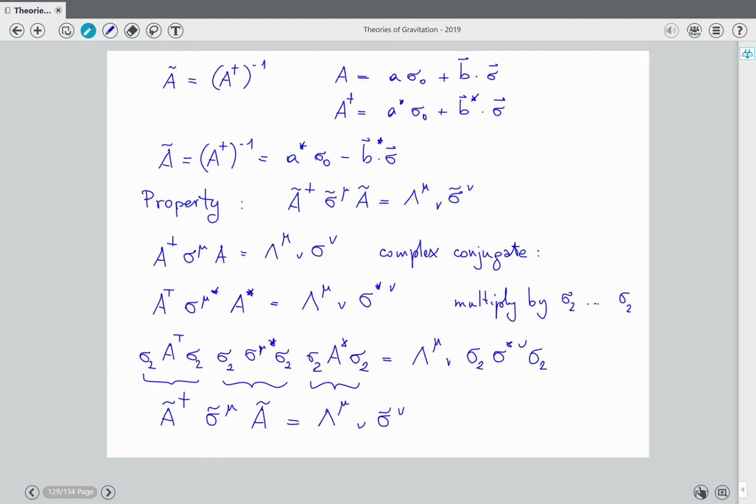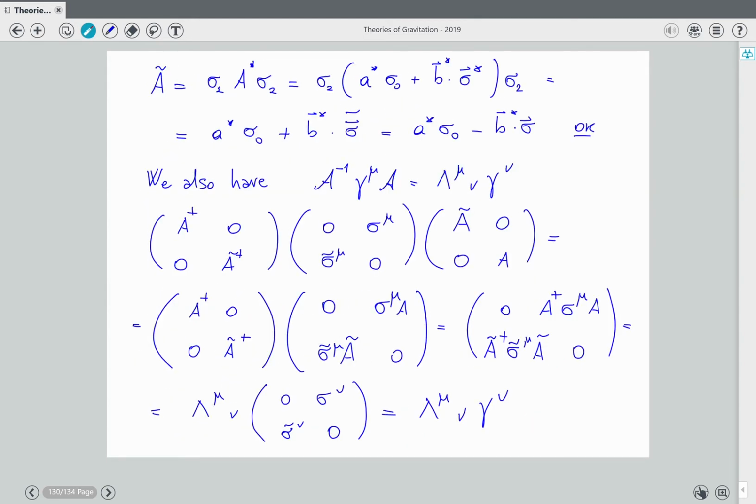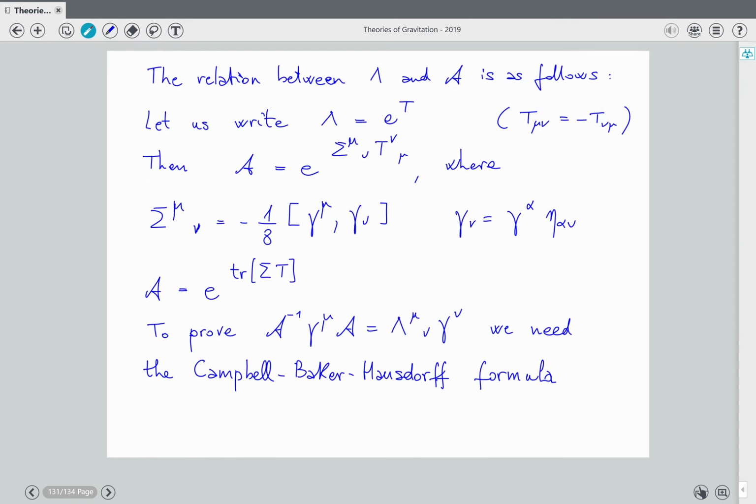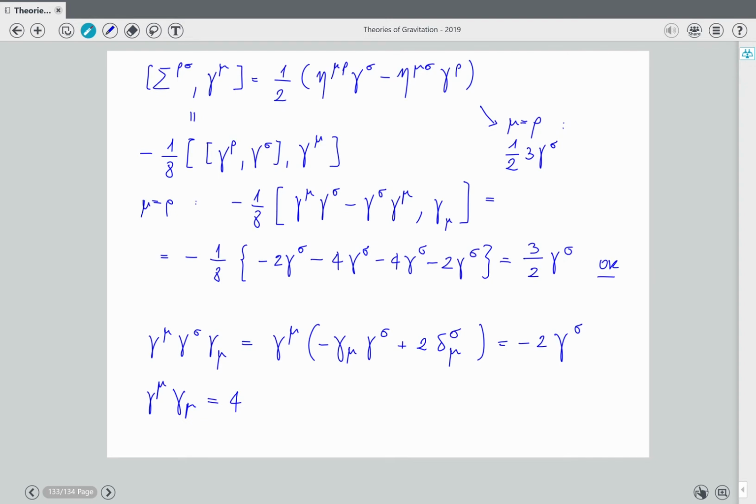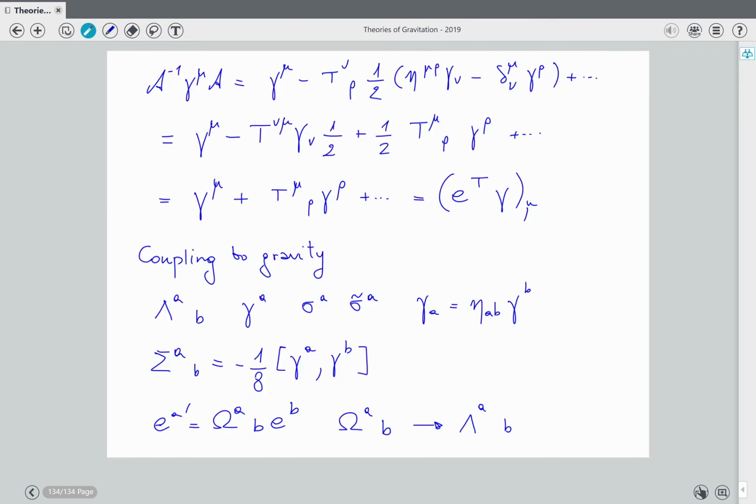Now we move to the coupling to gravity. Everything we have written so far by means of space-time indices will now be understood by means of flat space indices. All the formulas we have written hold, but now we have to do something more to couple the theory to gravity.